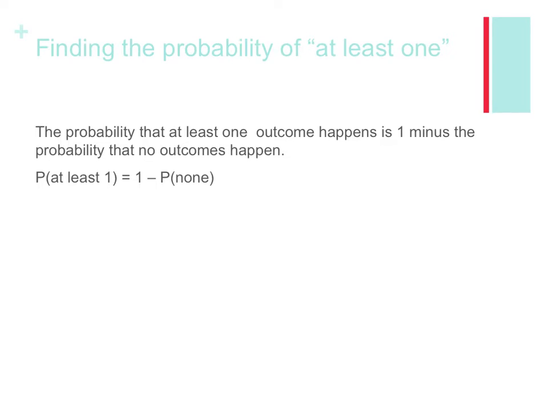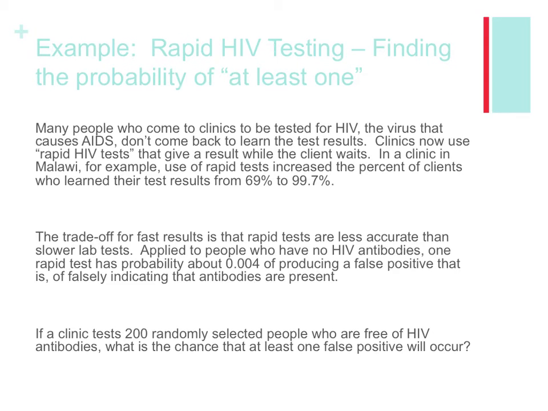Now to talk about, I think, one of the last things. The next example uses the fact that at least one and none are complete opposites. So when you see the idea of at least one, you could just think of it being the opposite of none. The probability that at least one outcome happens is 1 minus the probability that no outcome happens. Here is an example that demonstrates that, and then we will be done.